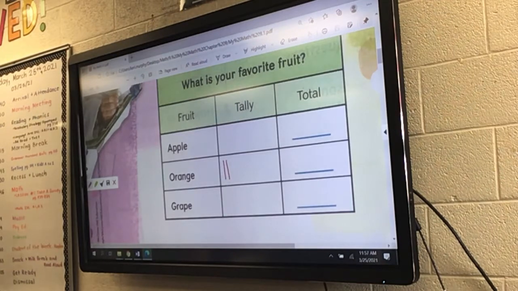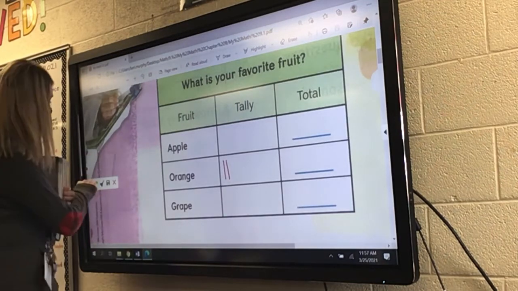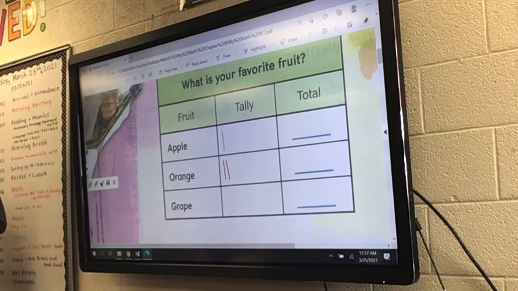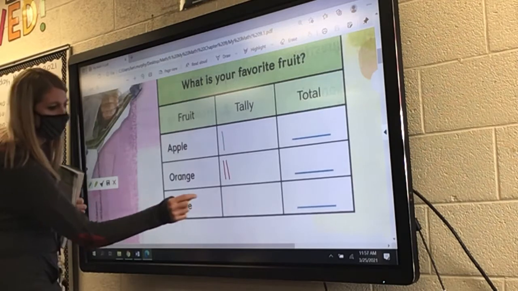Riley. Apple. So we have one tally mark for apple. Who am I missing? John. No, I don't go to Miss Shaper's. Just Aria. Okay. So now I'll call on some of you other people. I'm going to just start up here with Mason, and we'll go so I don't forget. Mason, what's your favorite fruit? Grape. So we have one for grape now.